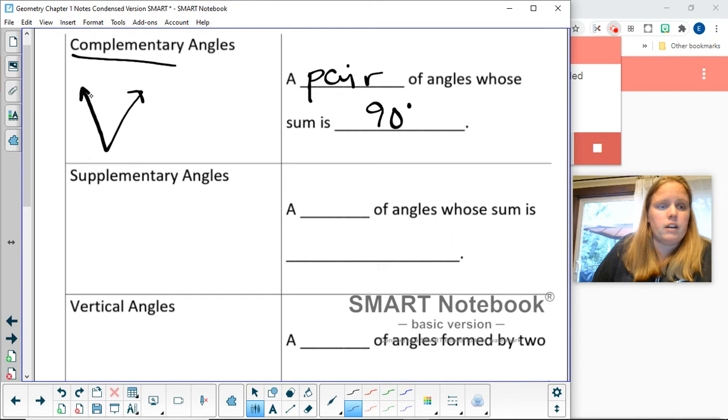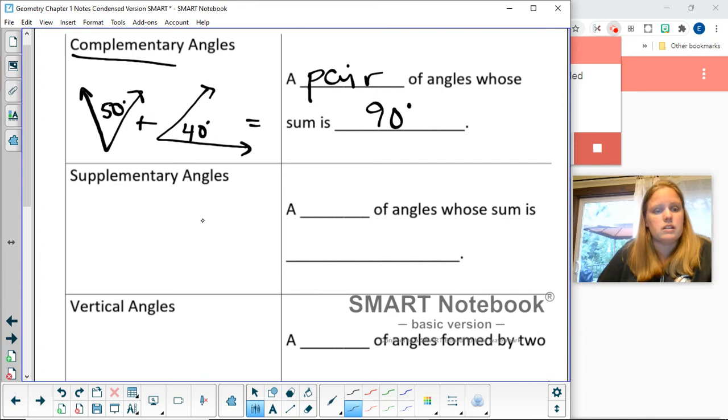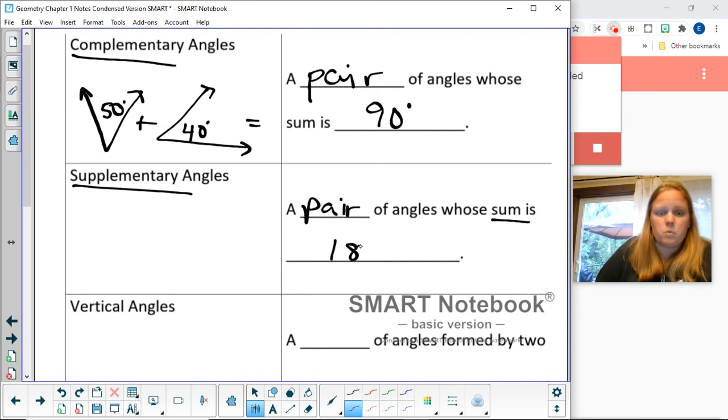So maybe I'll have an angle that's 50 degrees, an angle that's 40 degrees, and together they make 90 degrees. Supplementary angles also have a specific total, so we have another pair of angles, but this time their sum is 180 degrees. So if I still had that 50-degree angle here, what size angle would I need for its supplementary pair? So I would take 180 minus 50, that would have to be 130.